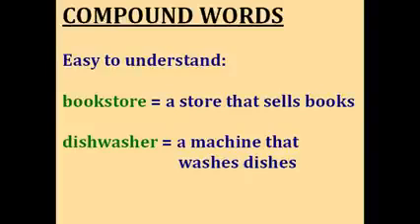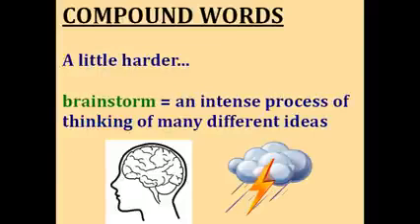So sometimes compound words are easy to understand. A bookstore is a store that sells books. Makes sense. And a dishwasher is a machine that washes dishes. Maybe you have one in your kitchen. But others might not be so obvious. For example, brainstorm. To brainstorm is an intense process where you think of many different ideas in the hopes of getting a good idea. You can see it comes from the word brain and storm. When there's a thunderstorm, it rains a lot. So in the same way, when you brainstorm, you think of a lot of ideas.